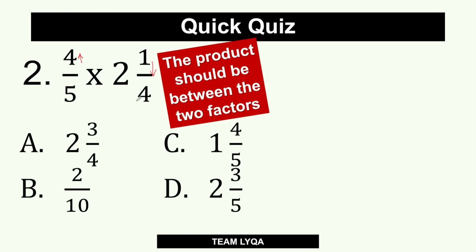Okay? So, anything na mas mataas sa 2 and 1/4, tatanggalin natin. So, mas malaki to. Hindi na yan pwede. Ang 2 and 3 over 5, mas malaki din yan. So, hindi na yan pwede.